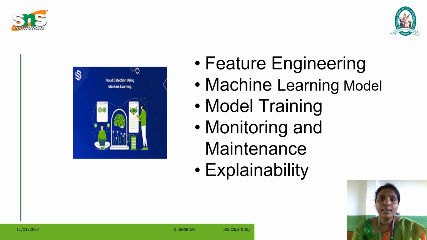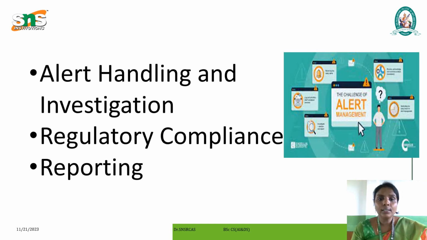So next one is explainability, that is, implement methods to interpret and explain model decisions to gain the trust of fraud analysts and auditors. The next key step is alert handling and investigation. It is to establish protocols for handling flagged transactions, including communication with customers, initiating investigations and taking appropriate actions. Next one is regulatory compliance. Ensure the fraud detection system complies with relevant financial regulations and data privacy laws. The last one is reporting, that is, it provides regular reports on the system's performance, including the number of detected fraud cases, false positives and potential financial losses prevented.